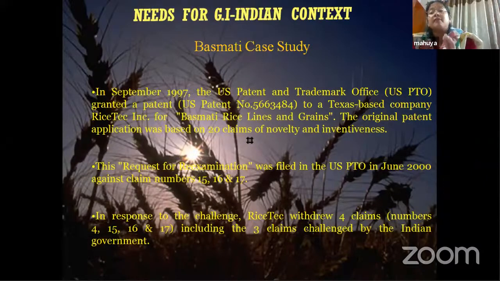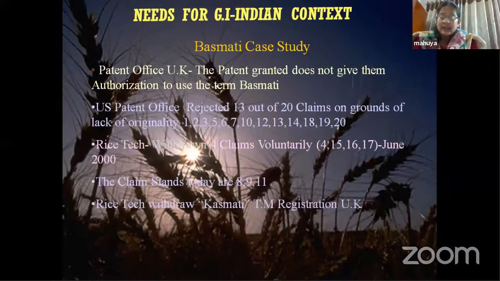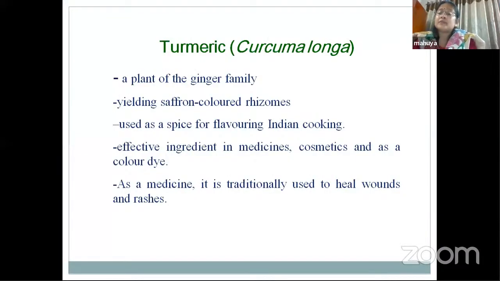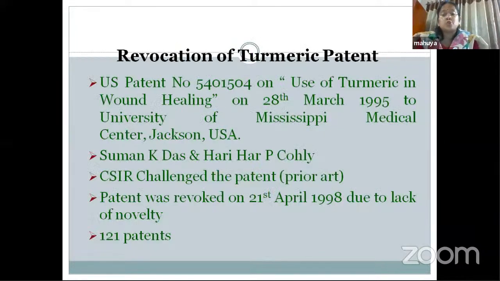Previously, it was named Basmati Rice Lines and Grains. Afterwards, the name changed. And this basmati got GI in the year 2016. In 2001, there was the GI rule. The GI Act was established in 1999. During that time, there was no system to protect our biodiversity, our traditional products, agricultural products and traditional technology. That is why turmeric was also patented in the USPTO, and our scientists Suman K. Das and Harihar P. Kohli challenged it.